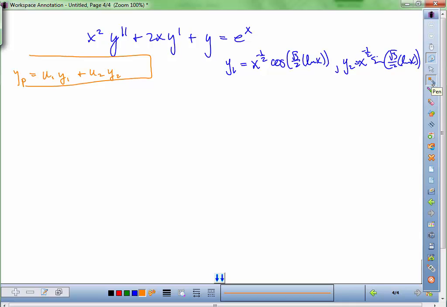I wonder when I'm going to bail on this example. Hopefully things might cancel out.